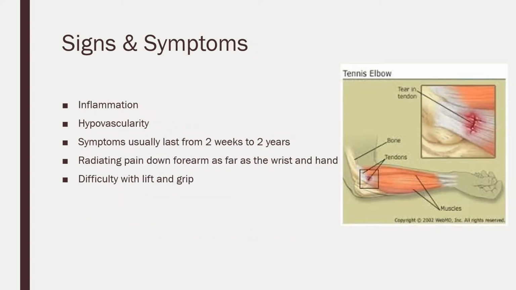Signs and symptoms include inflammation, hypovascularity, radiating pain down the forearm as far as the wrist and the hand, difficulty with lifting and gripping objects, and symptoms usually last from 2 weeks to 2 years.